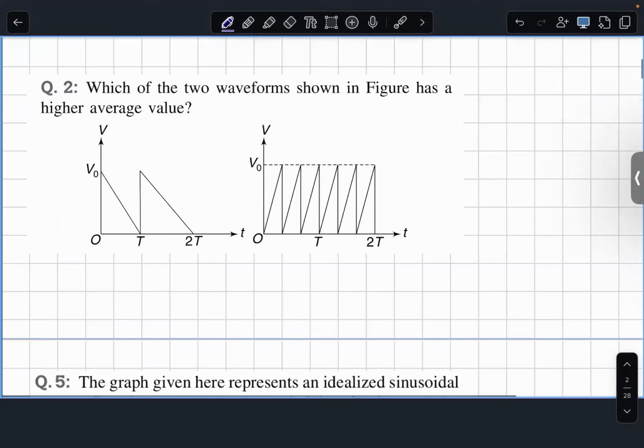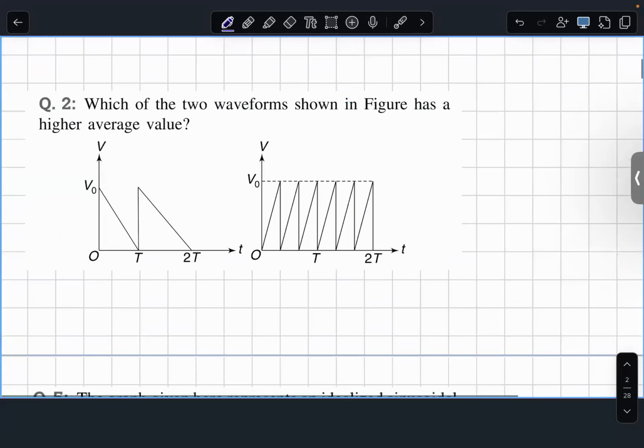Next. Which of the following two waveforms has a higher average value is what you are asking. Average means area. Area in the first case is equal to half V naught T. So I average into 2. Repetition, we did not take only half cycle. So I average is V naught by 2 in the first case.